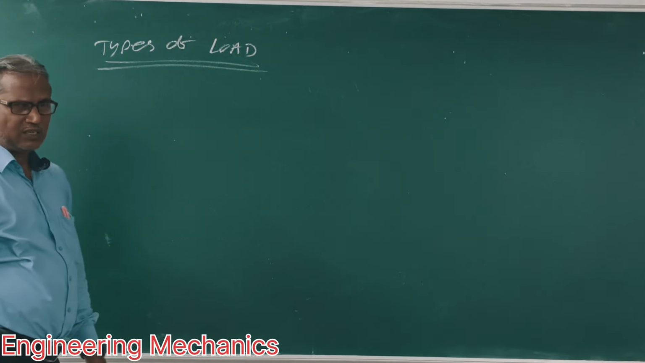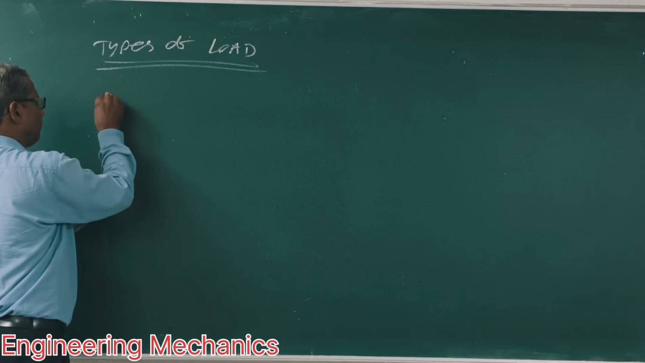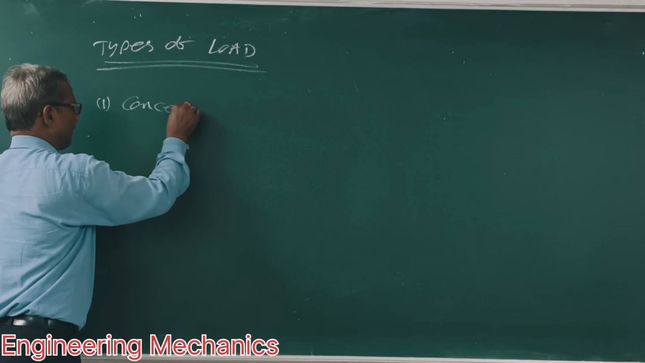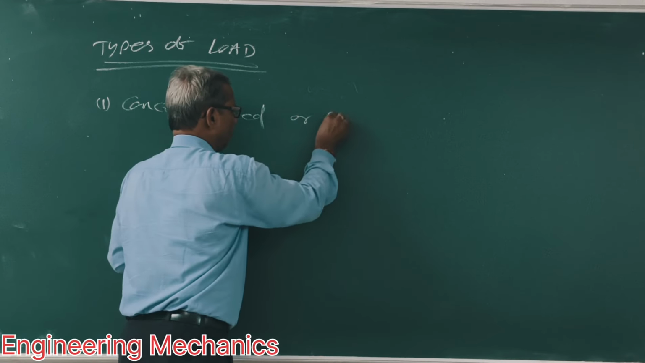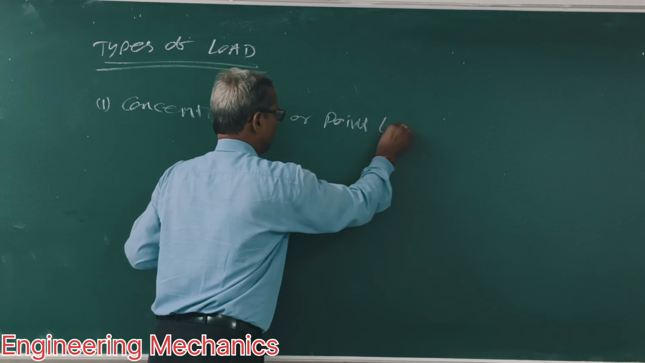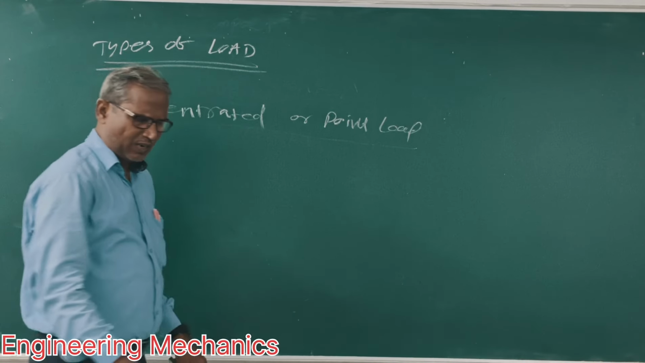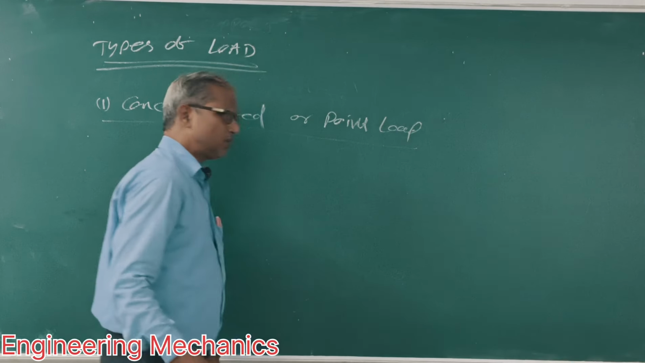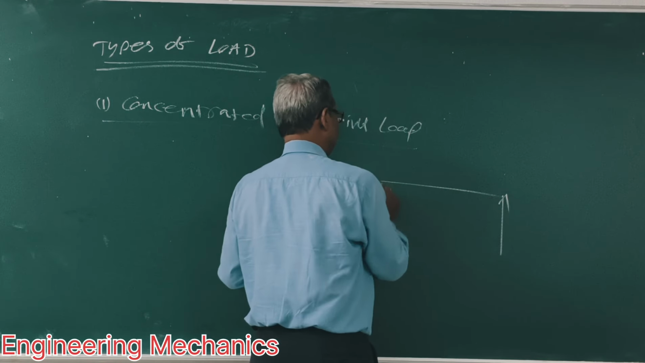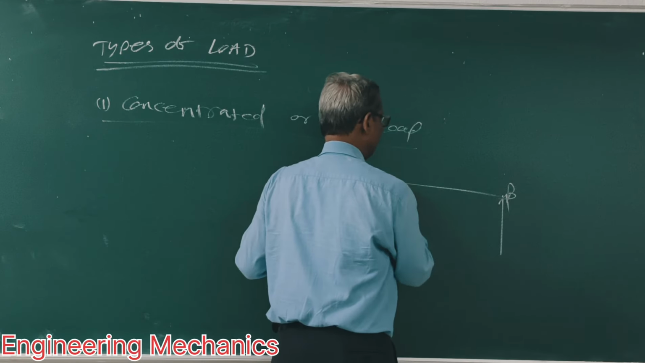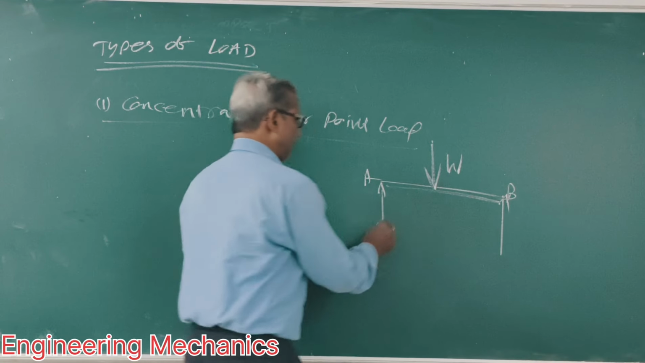Now, we will discuss types of load. Number 1, concentrated or point load. In this case, the load is acting at a point. Suppose this is B, maybe. This is load W. Suppose this length is L.